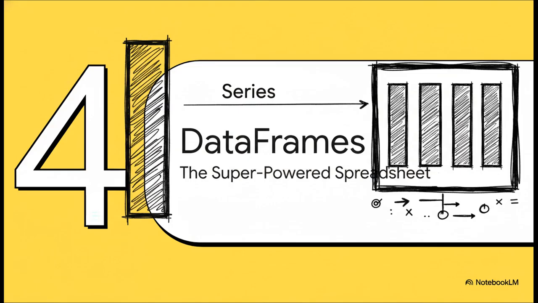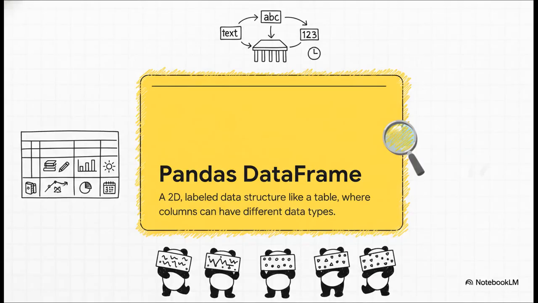Okay, so let's build on that idea. If a series is just one column, what do you think happens when you stick a bunch of them together? Yeah, you get the absolute workhorse of Pandas, the data frame. A data frame is pretty much what it sounds like, right? It's a frame to hold all your data. It's a two-dimensional grid with rows and columns. Basically, a spreadsheet or a table. And the really cool part is that each column can be a totally different type of data. You can mix and match text, numbers, and dates all in the same table, no problem.